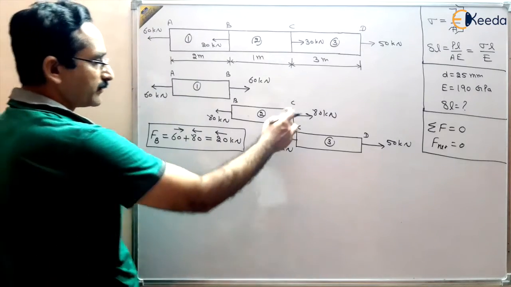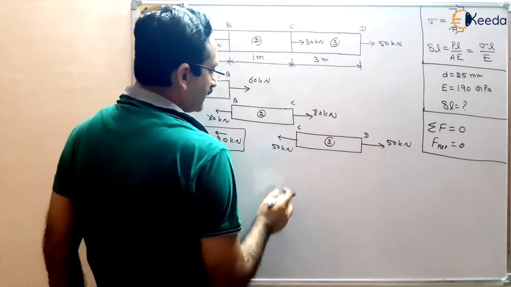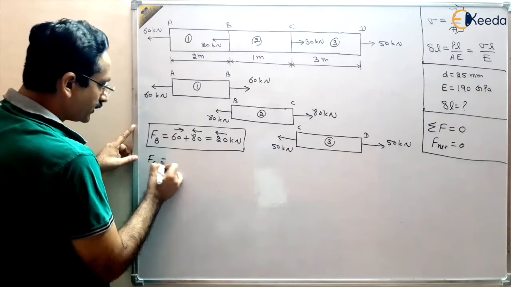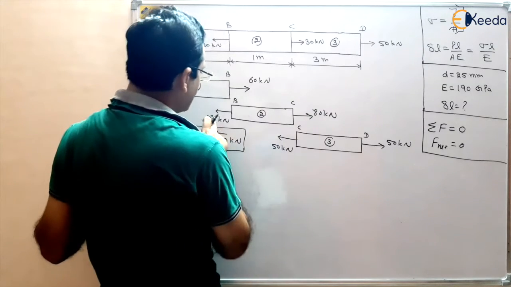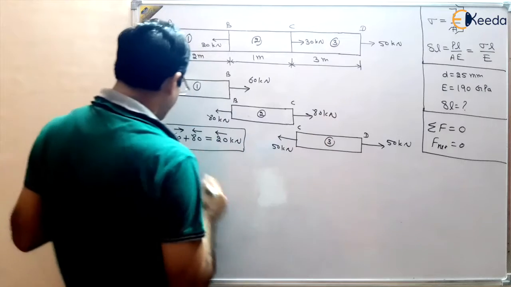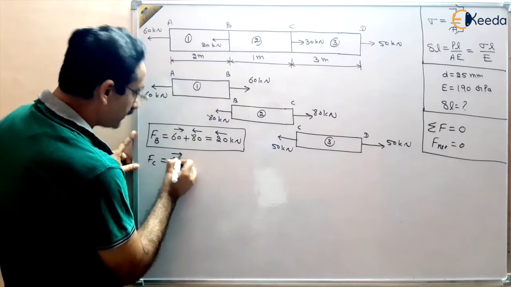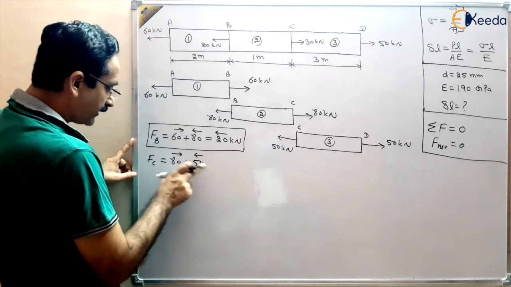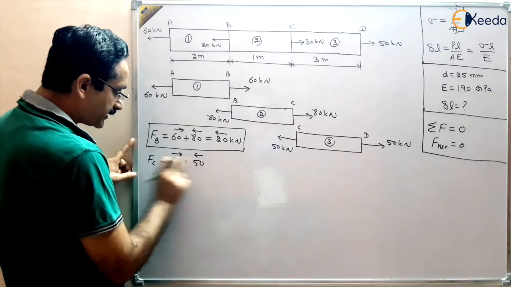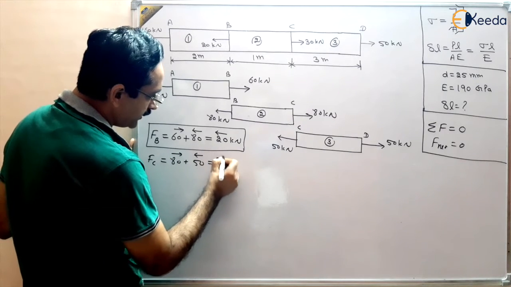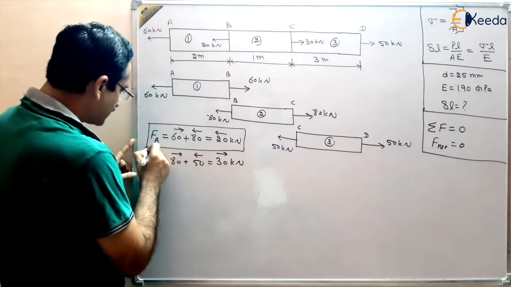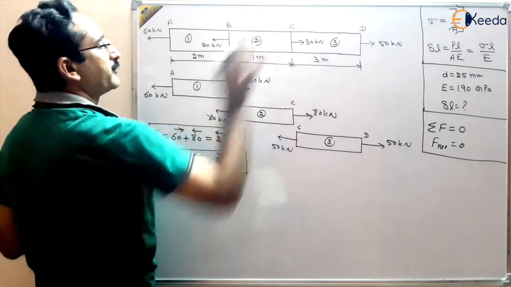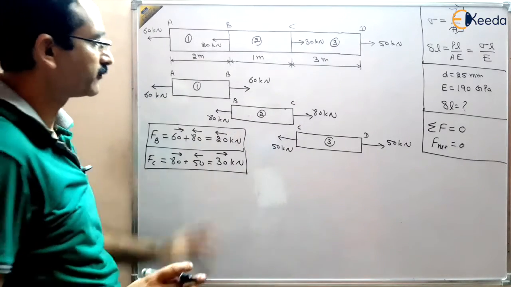We can also check here that at C the total load applied, if it is 80 it must be 80, so 80 is rightward, 50 is leftward. So 80 rightward, 50 leftward, the sum of the two will be 30 kilonewton rightward. Is it correct or not? Please check. 30 kilonewton rightward, that is okay. It means we have applied the correct forces, right?